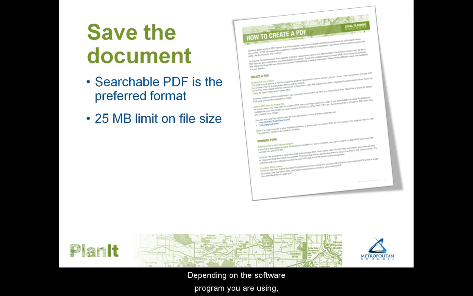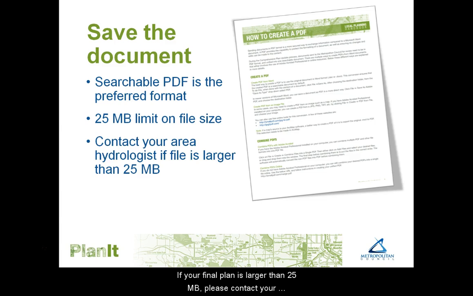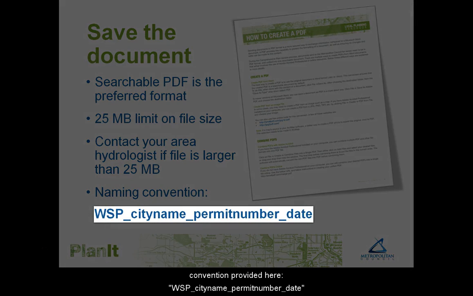Depending on the software program you are using, you may have the option to save the document as a reduced size PDF or to optimize for minimum size for publishing online. Also, consider sending any appendices separately. If your final plan is larger than 25 megabytes, please contact your area hydrologist for alternative submittal options. When you save your file, please use the naming convention provided here.